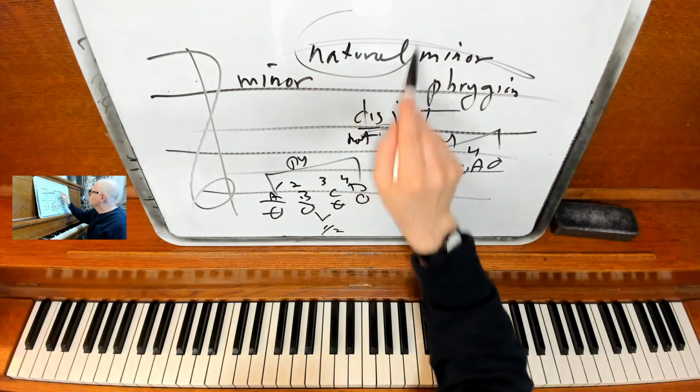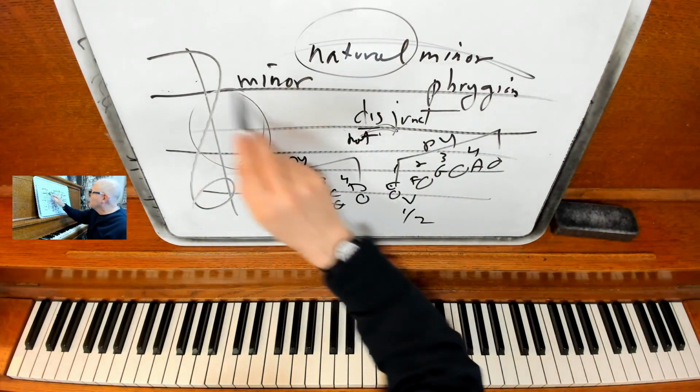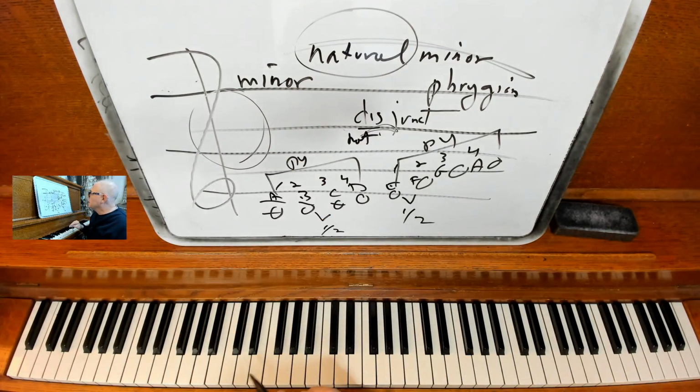The word natural, what does that mean? It just means that the key signature is precisely the same as its relative major. So what is the relative major of A minor? Well, C major. C major and A natural minor. The word natural again meaning having the precise same key signature.